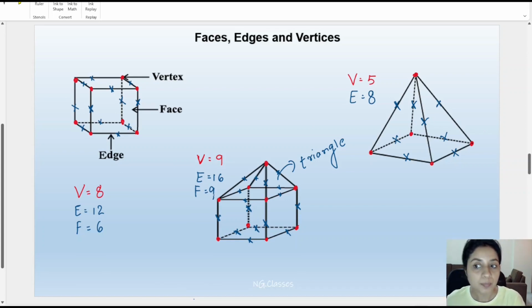Let's count the number of faces for the pyramid. For the pyramid, at the bottom on the ground, we have one square. Now we have 4 triangles all along the sides of the square. So 4 triangles plus 1 square. That means 5 faces are there.